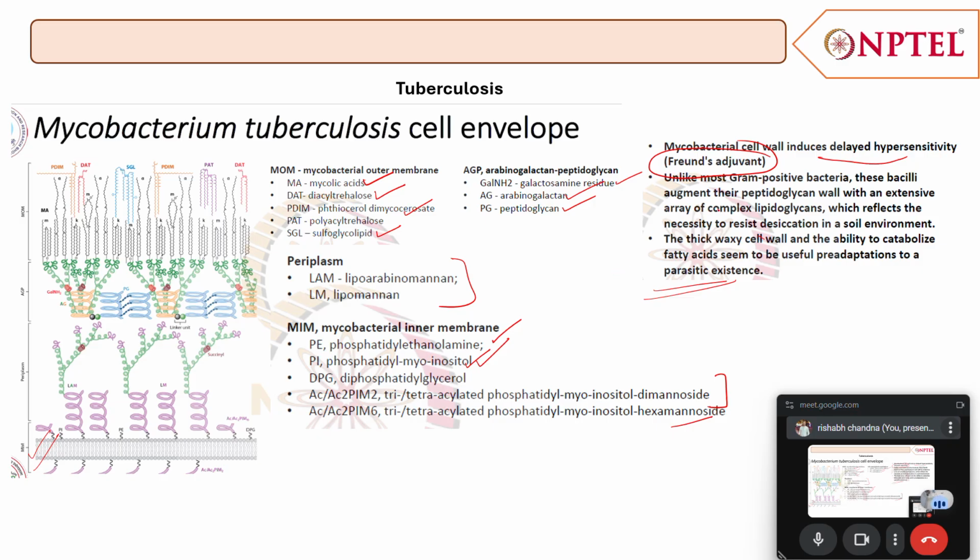they have augmented their peptidoglycan wall with an array of lipidoglycans, and this helps in maintaining a hydrophobic environment. These thick walls also have the ability to catabolize fatty acids, which is an adaptation for a parasitic existence.